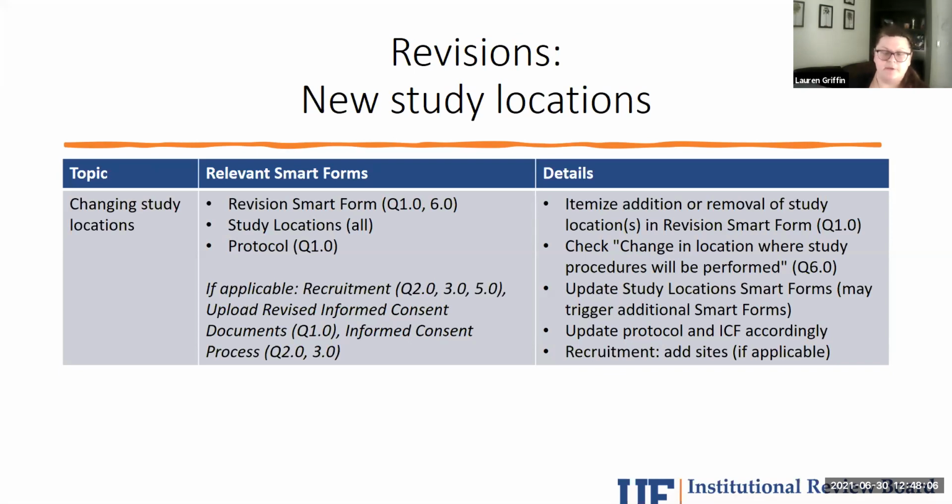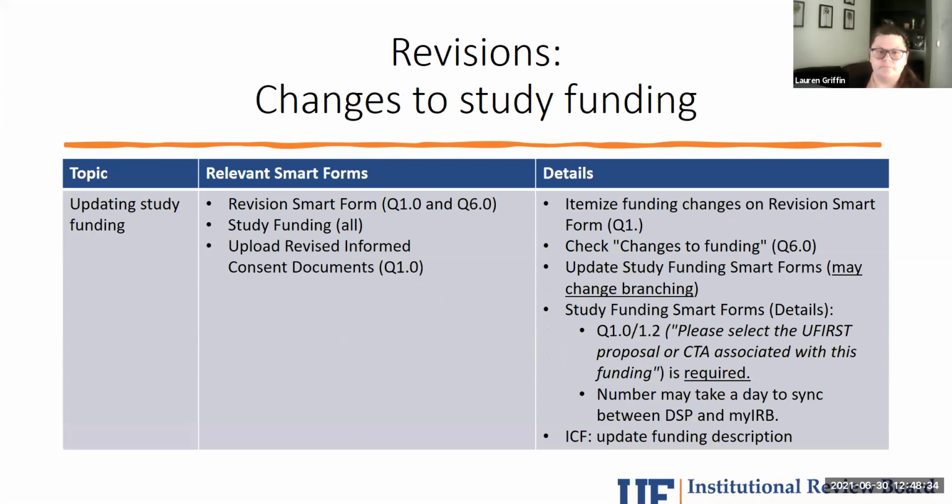So if you're adding a new place where you're recruiting subjects, or you're adding a new location where you're going to be administering the procedures, definitely that gets described at the top and under what is being changed in the revision. But then in question 6, just make sure to double check you are changing where the study is being conducted, the locations. And then within other smart forms, study locations come up a lot. So we do have the specific study location smart forms.